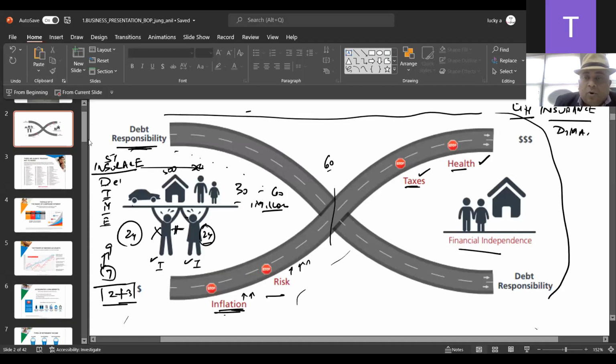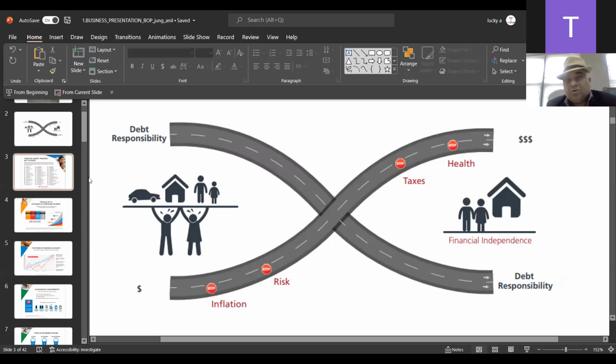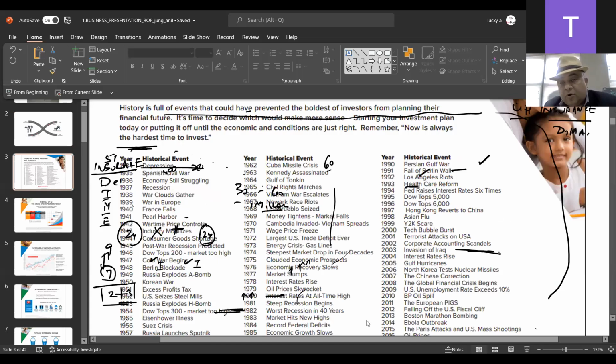So you know about this, right? The goal is to get financial independence. But before I go far, let me go to slide 2. Now, most of us don't invest because we see there is something coming up. We all know about this. We have all gone through this.